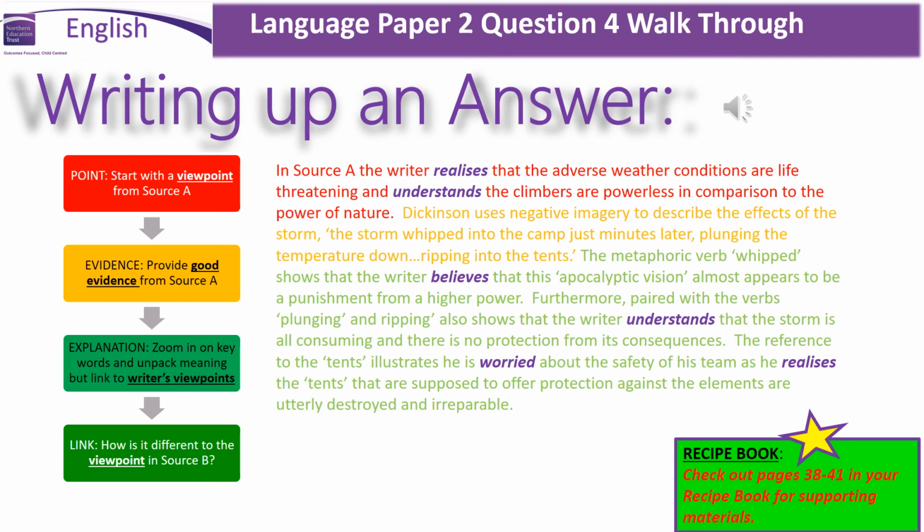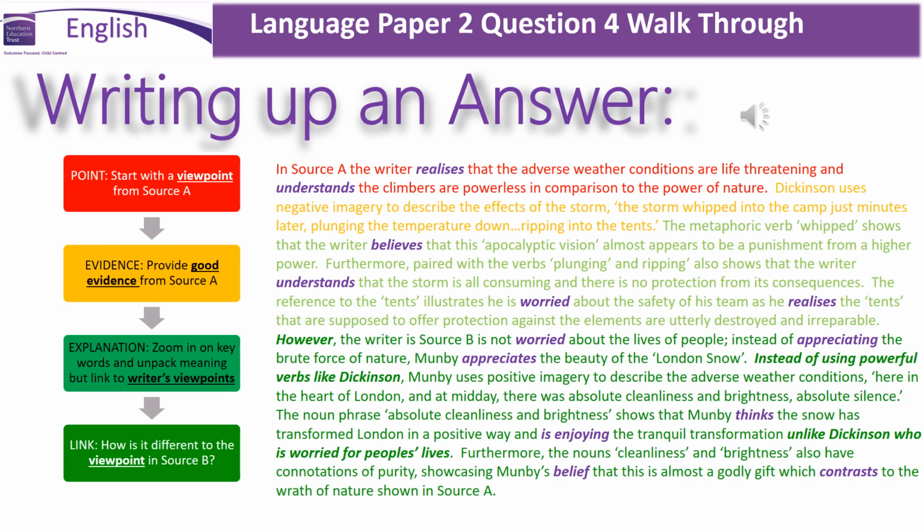The reference to the tents illustrates he is worried about the safety of his team, as he realises the tents that are supposed to offer protection against the elements are utterly destroyed and irreparable. So I have got a detailed, clear explanation there. It is obvious that I understand these texts and I can explain the viewpoints in my own words.